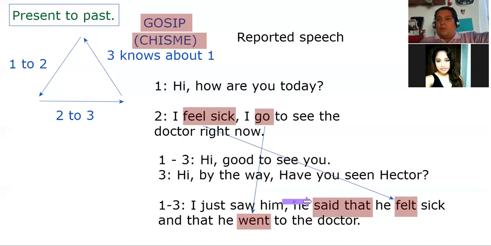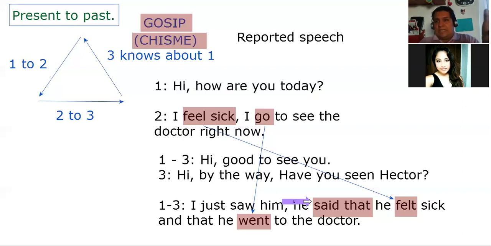And after, on my way home, I come across Monse. And Monse says, hi, JJ, how you doing? And I say, oh, I'm fine, thank you. And she says, hey, have you seen Brenda? I went to her house, but she's not there. Have you seen her lately? And I said, well, yeah, I just saw her. And she said that she felt sick and she went to the doctor.